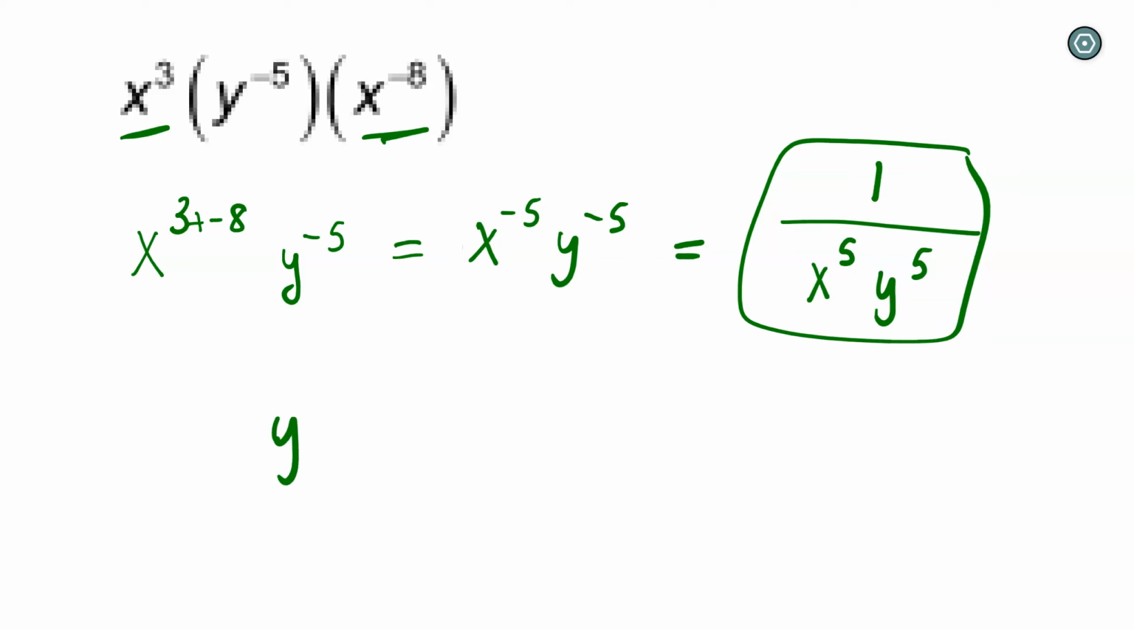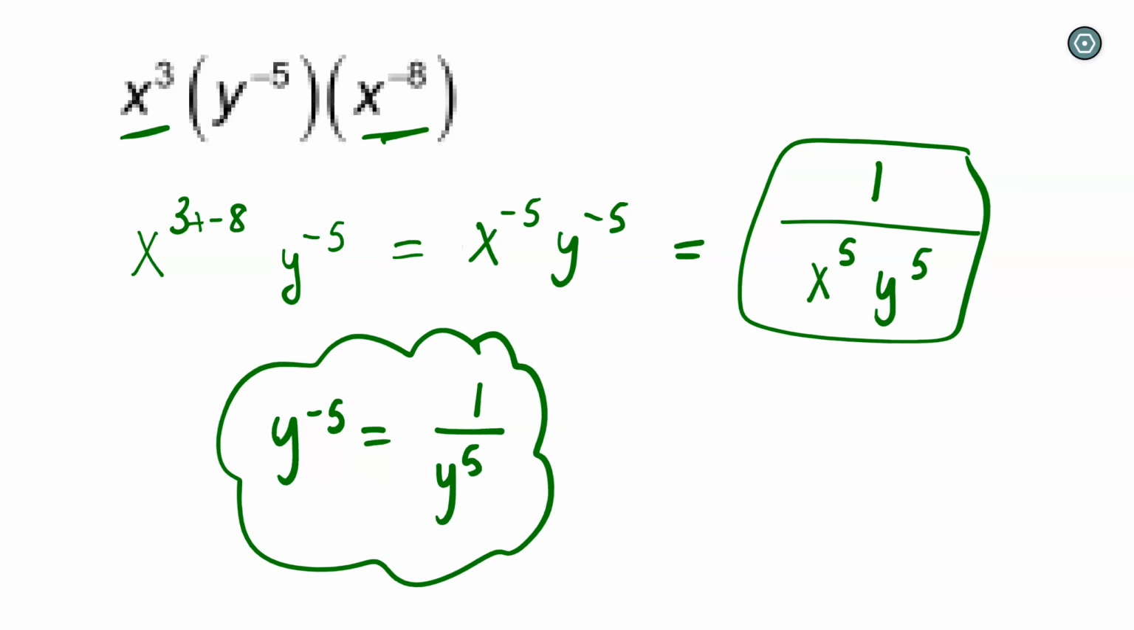Because saying y to the negative 5 is the same thing as saying 1 over y to the 5. That's the negative exponent property we have to know. And whenever you're simplifying, you don't want negative exponents, so you always have to move it to the other side of the fraction. Okay, let's try the next one.